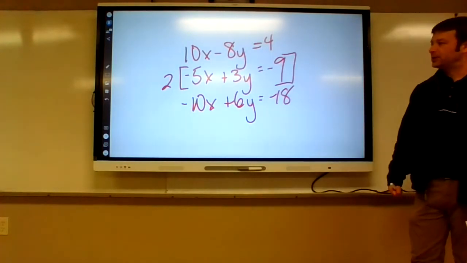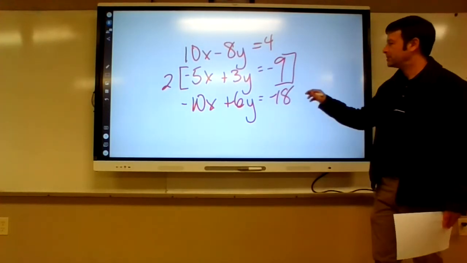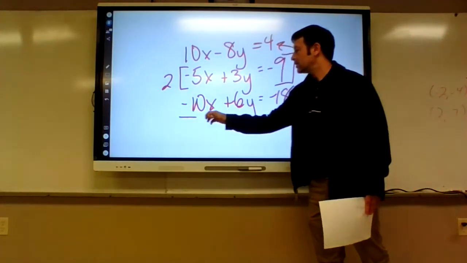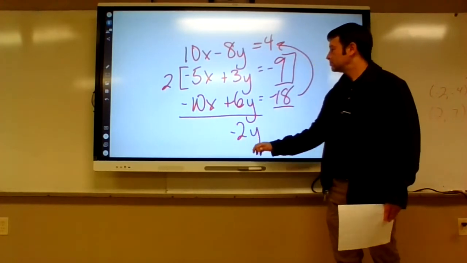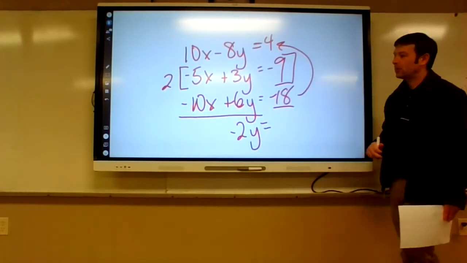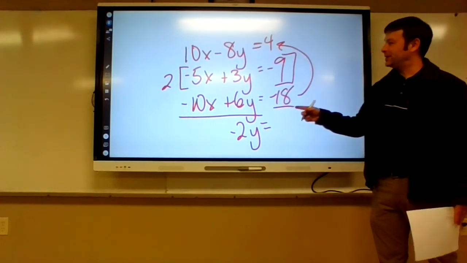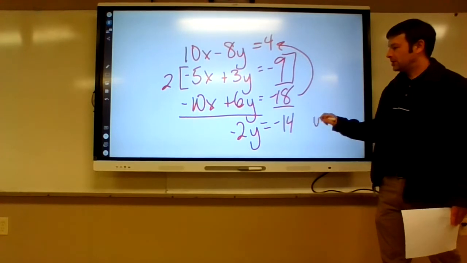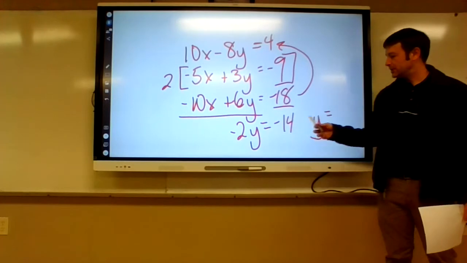So the bottom line times 2 is, and then we add that, what do we get, Eli, when we add that to the top line? The x's would cancel out and leave us with negative 2y, which equals negative 12. 4 plus negative 18, oh yeah, negative 14. So y would be 7.